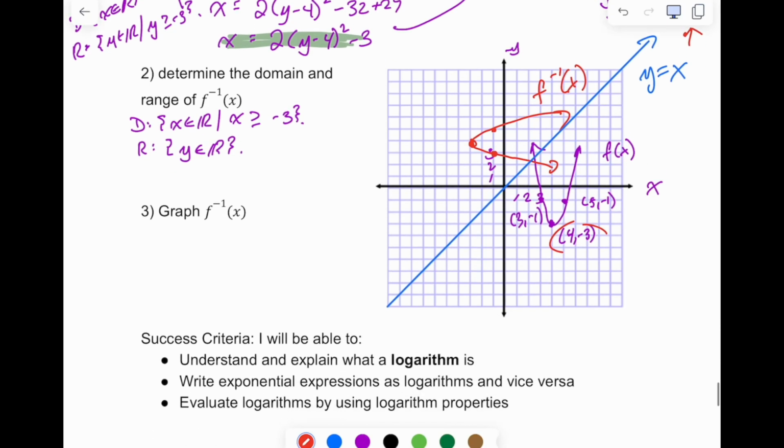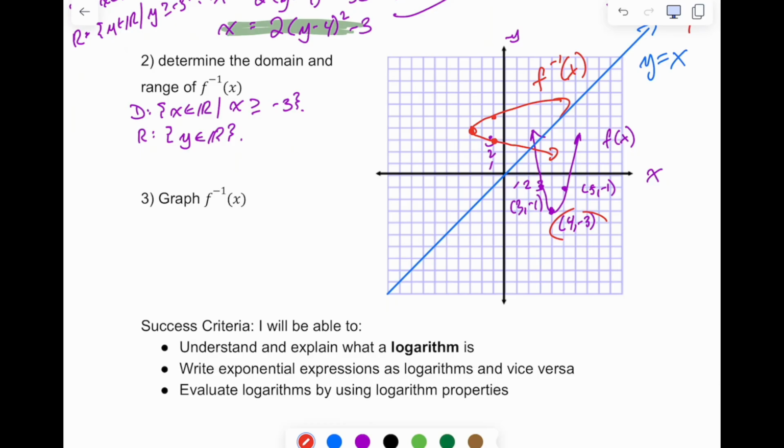So today, for this lesson, we want to talk about logarithms. There are a few things that we want to focus on about logarithms. We want to understand and explain what a logarithm is. And I will say that in itself is a little bit of a challenge, but hopefully it's not too bad. Next, once we have that understanding, we want to write exponential expressions as logarithms and vice versa. So immediately we can see that there is a relationship between logs and exponential functions or exponential expressions.